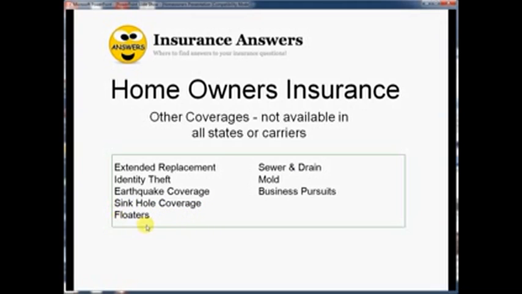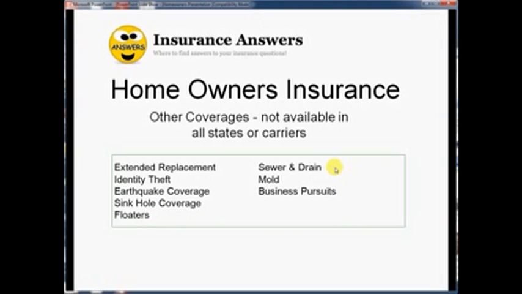Floaters are available on your personal property items. As I mentioned earlier, your personal property is covered up to specific limits on your policy, but there are certain limits on specific things like jewelry, furs, guns, and fine art collections that may not give you enough coverage under your standard homeowners policy. That's where you want to talk to your agent about adding floaters for those specific items.